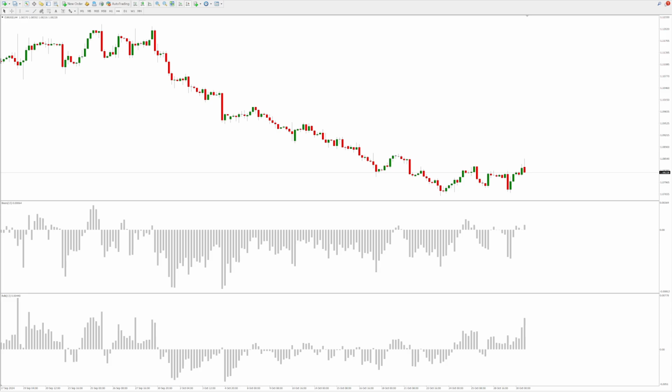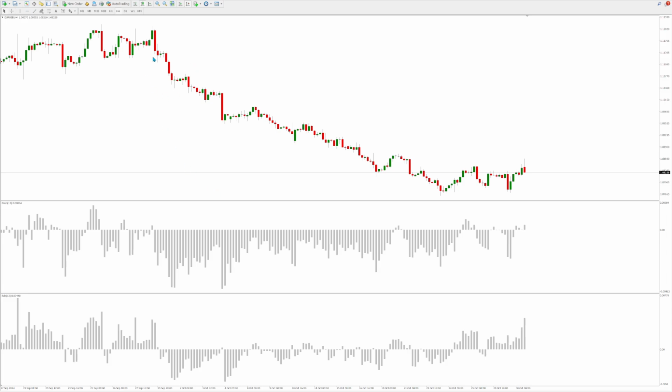So the Elder Ray Index is basically measuring the buying and selling pressure in a market. It's got two components, which are the bull's power and the bear's power, which you can use basically to help you generate trading signals. I wouldn't use them blindly as is.